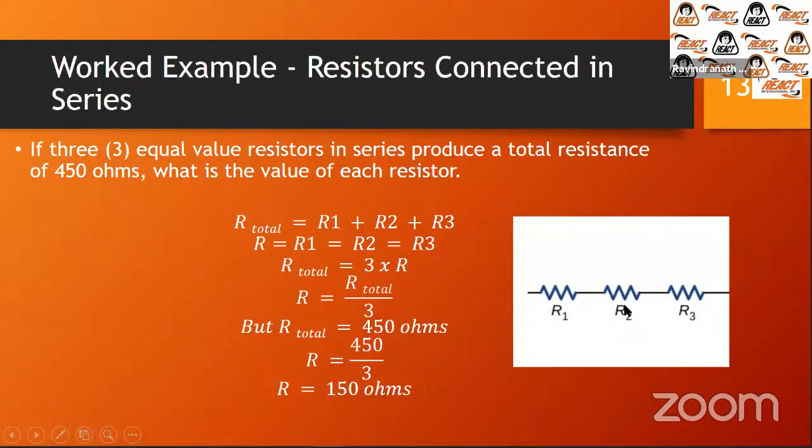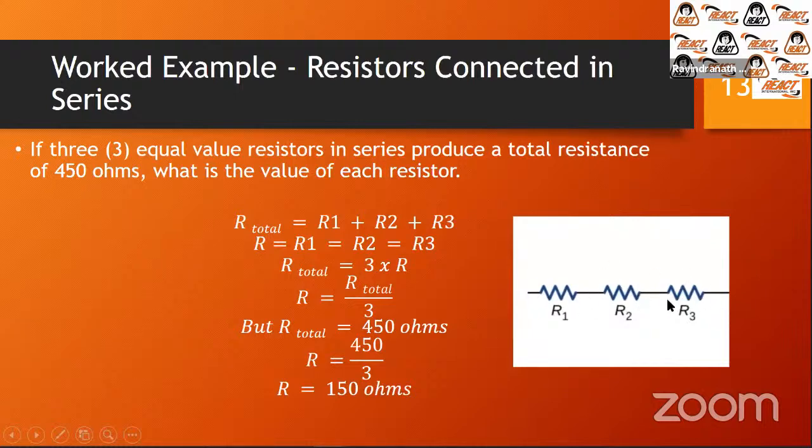So this is a representation of the circuit here. You see R1, R2, R3. R1 happens to be equal to R2, happens to be equal to R3. They are all equal resistors. The question told us that. And it also told us in the question that they're in series. They didn't say parallel, they say series. And this is how you connect resistors in series. And we know that the total is the sum of the individual.